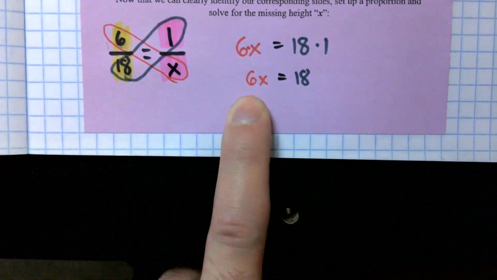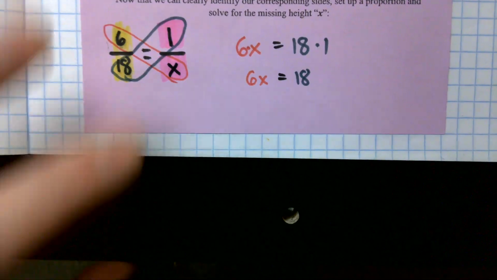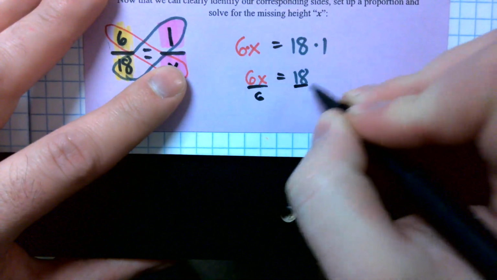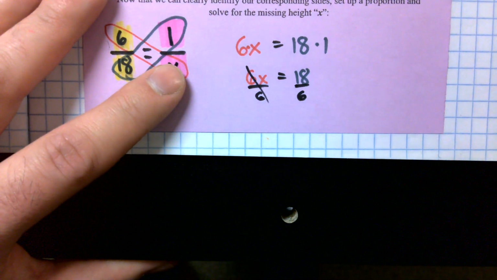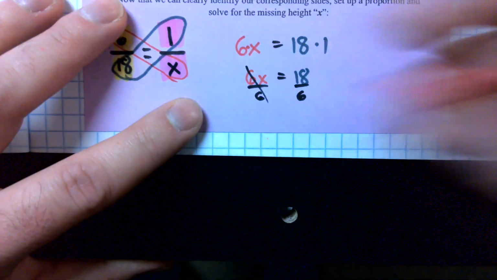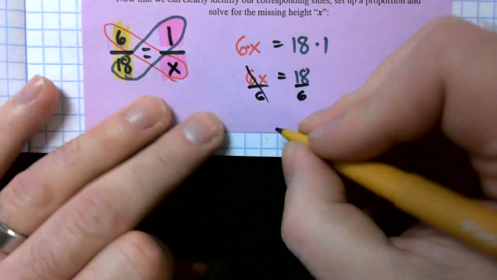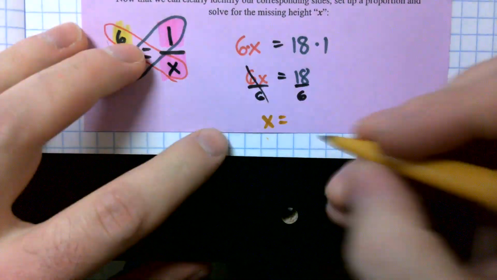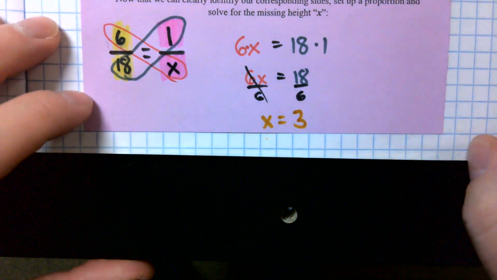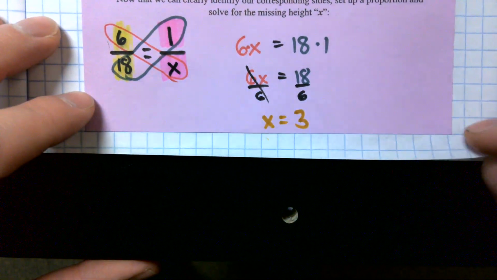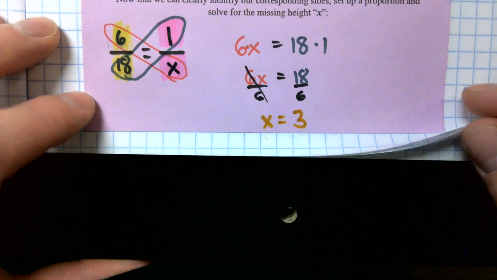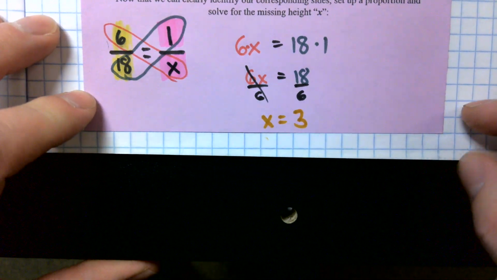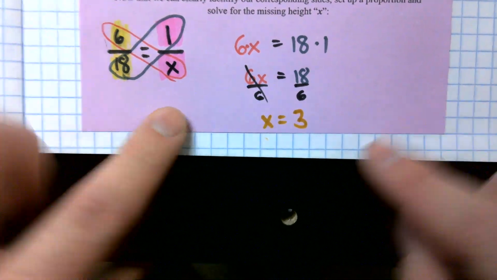What do I need to do if I want to get x all by itself? Divide both sides by 6. Divide both sides by 6. These 6's go away, leaving me with x equals, what's 18 over 6? 3. Quattro. You guys are so smart. Quattro is 4. Oh. 3. Threes. Tres.